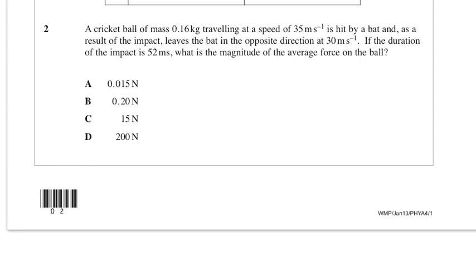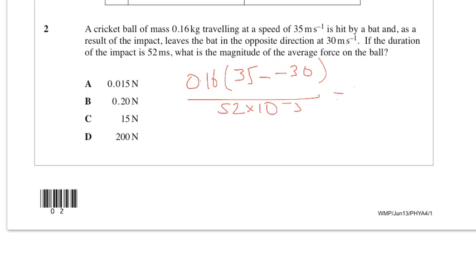So the change in momentum would be 0.16 times 35 minus 30. So that's a change in momentum. We've got the force, we need to divide that by the time. So let's put that in the calculator. And it comes out as a nice round number. It's 200 newtons, which is option D.